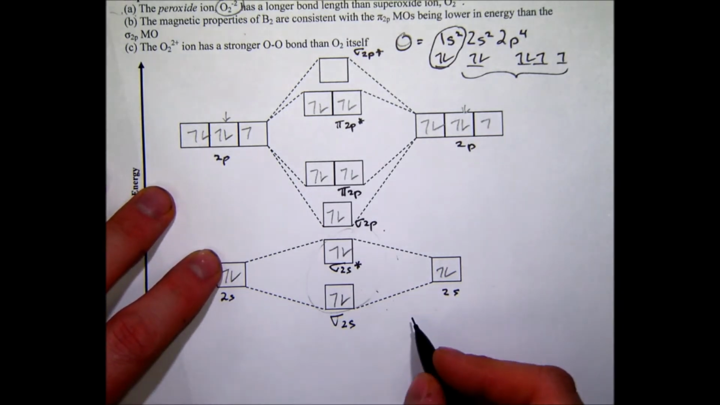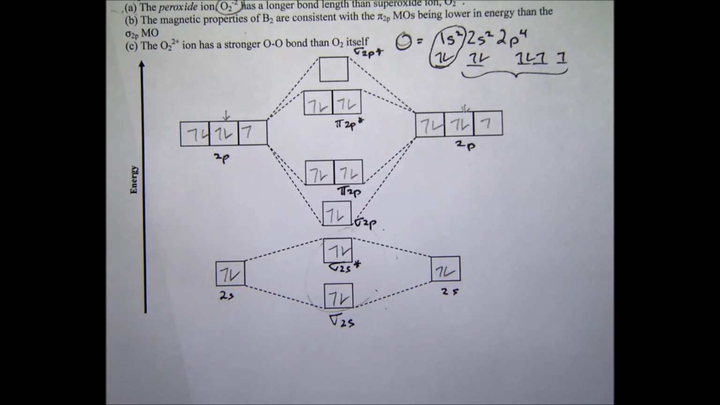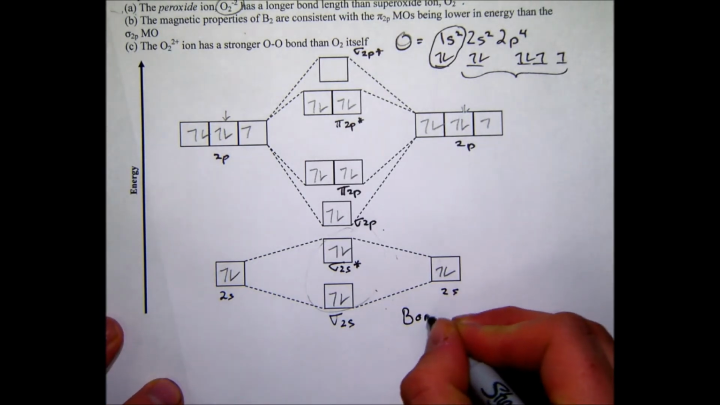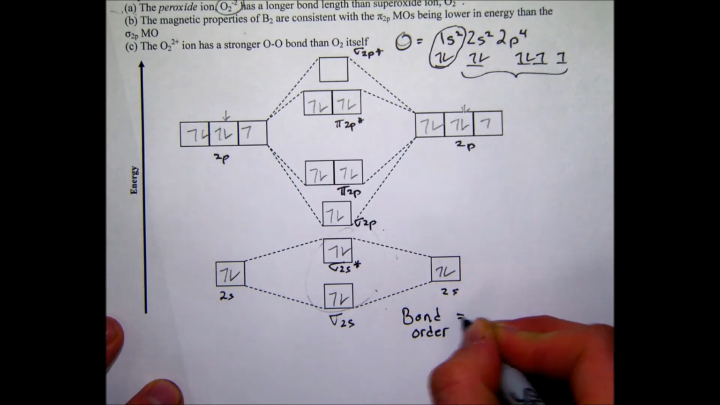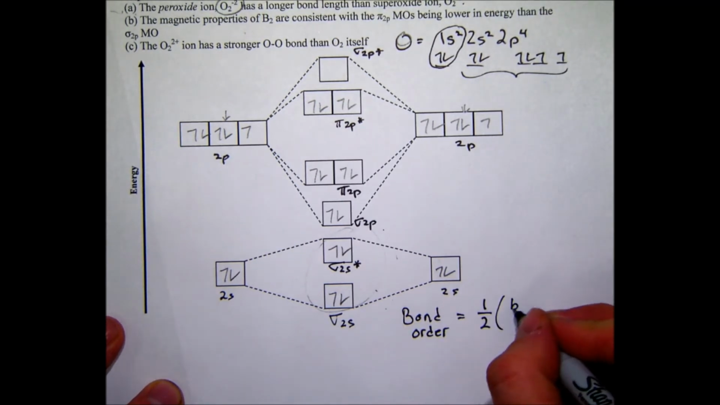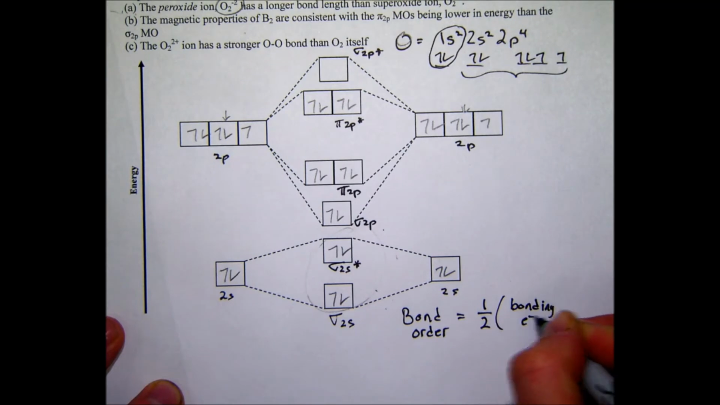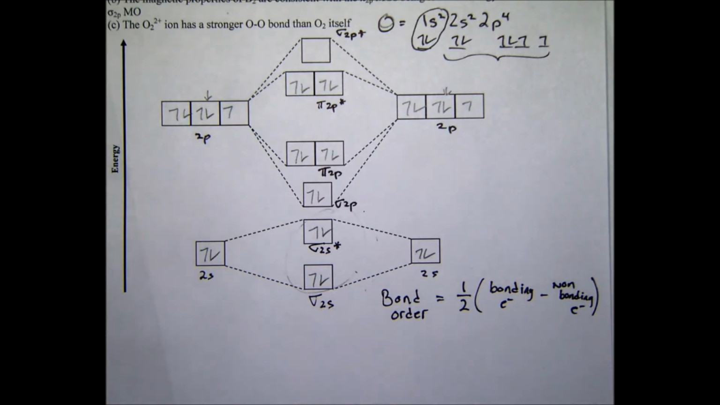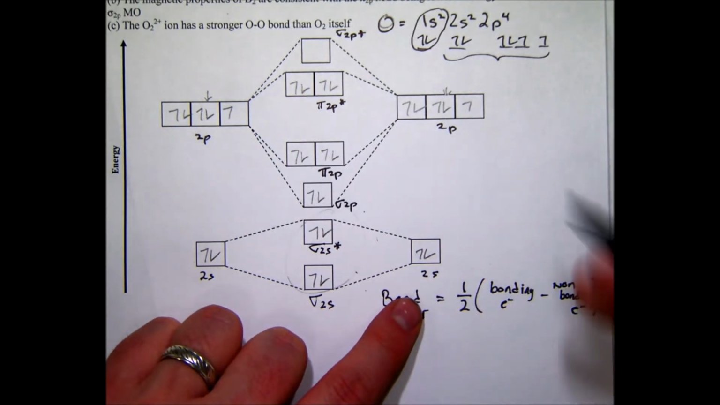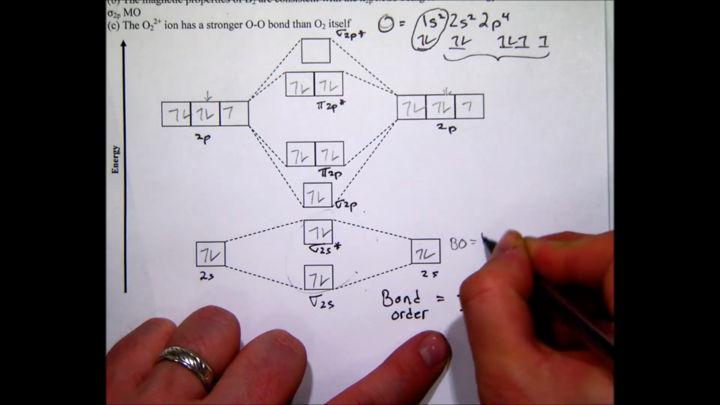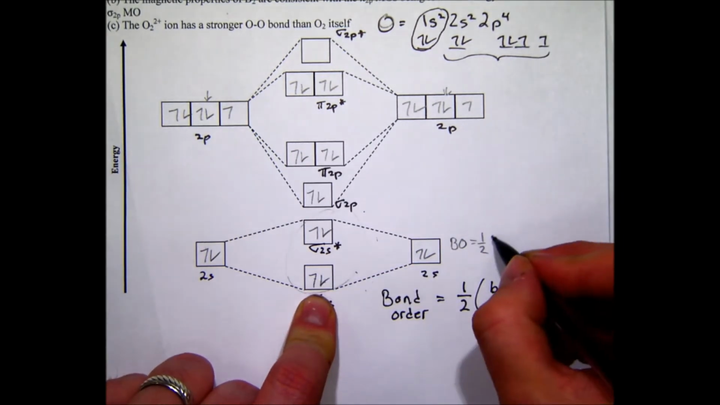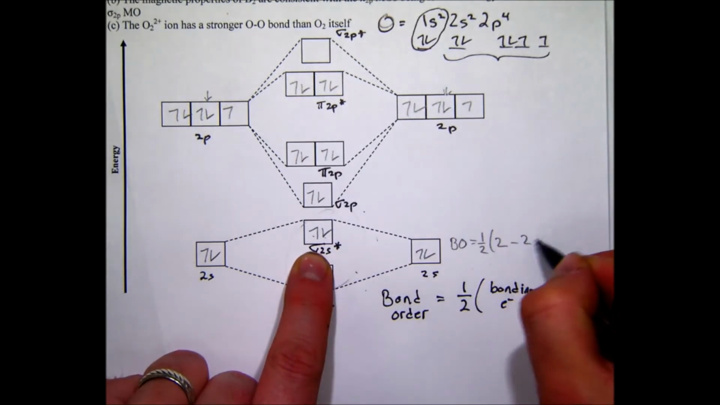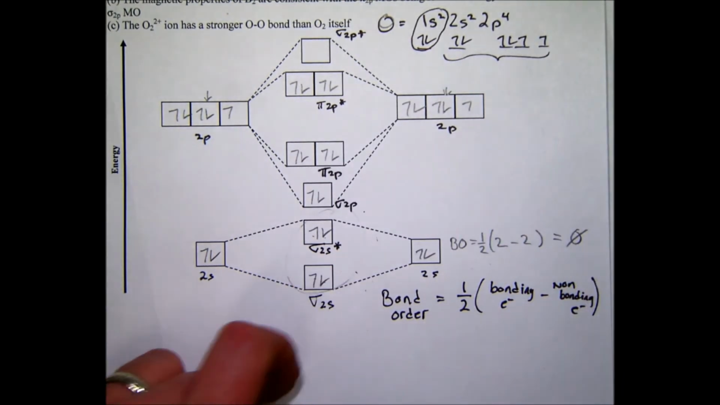So we have this thing called bond order. And bond order is very straightforward. Bond order is equal to 1/2 bonding electrons take away non-bonding electrons. So for example, for this middle one, I'm going to have a bond order equal to 1/2 of 1, 2 bonding, take away 1, 2 non-bonding, so I end up with 0.